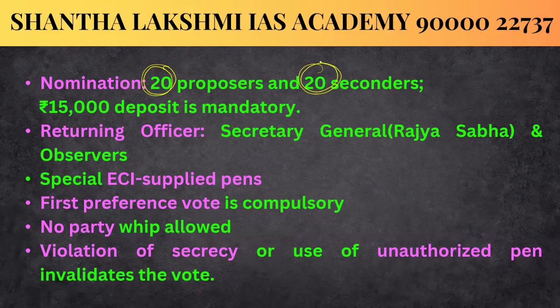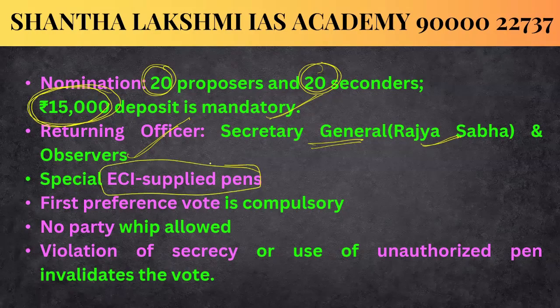For a person to contest in this Vice President election, he or she has to deposit Indian rupees 15,000, and this deposit is mandatory. Who will conduct this election? The returning officer is the Secretary General of the Rajya Sabha, along with other observers. This election by proportional representation by single transferable vote is conducted using ECI supplied special pens. And in this election, the first preference vote is compulsory.